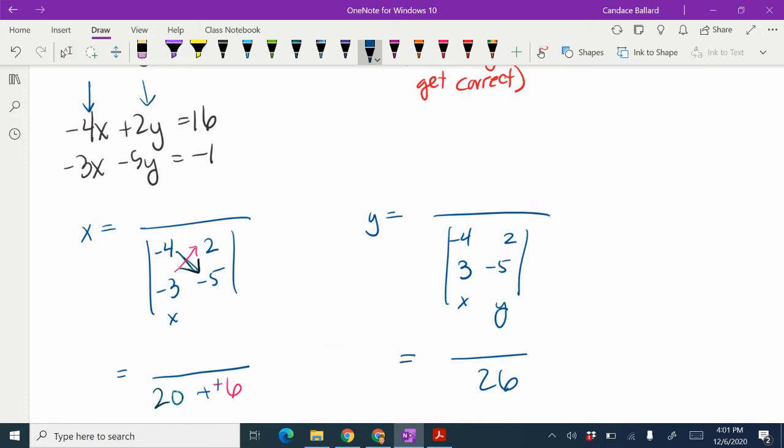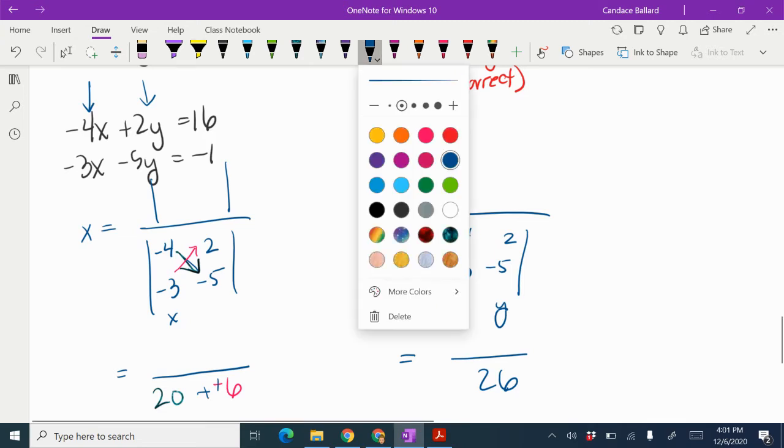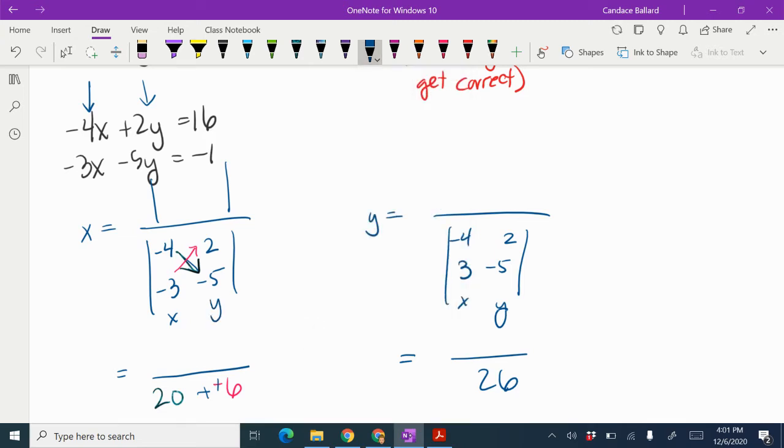Now I'm going to look at my numerator. On my numerator, whichever one is the opposite of what I am solving for. So I'm solving for x here, so I'm going to shove the y upstairs. So I get 2, -5 upstairs. And I replace the x column with the answers, which is 16, -1. So let's go ahead and solve that determinant.